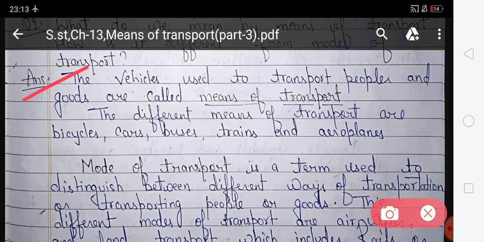The vehicles used for the transportation of people and goods are known as means of transport. The different means of transport are bicycle, car, bus, trains, and aeroplane. These are the different means of transport.